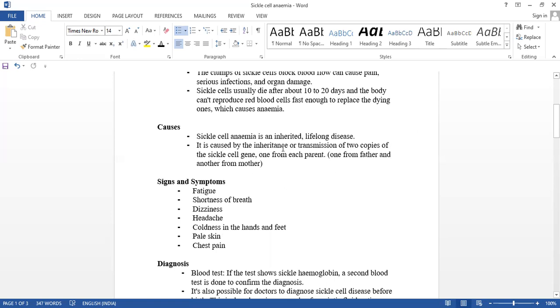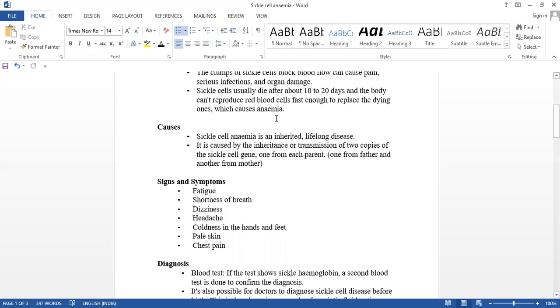The sickle cell anemia is an inherited lifelong disease. One more thing you have to keep in your mind: this is an inherited lifelong disease. Generation to generation, it will pass due to the wrong supply of the genes from both the parents, mother and father. That type of the sickle cell gene will transmit from parents to the offsprings.